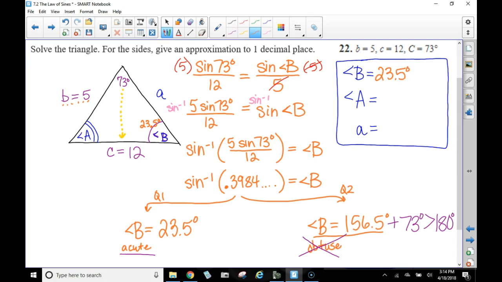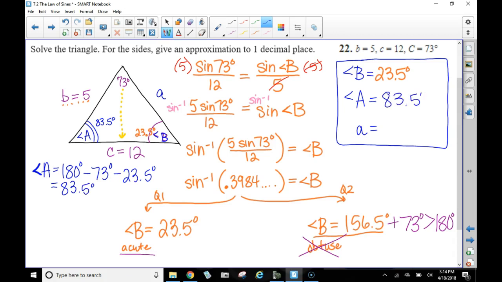Okay? Now, if angle B is 23.5, we can now find angle A. Okay? Angle, whoa, too big. Angle A is going to be 180 minus the 73 minus the 23.5 degrees. And that is actually going to give us 83.5 for angle A. Okay? Angle A is going to be 83.5 degrees. Okay, over here, 83.5 degrees.